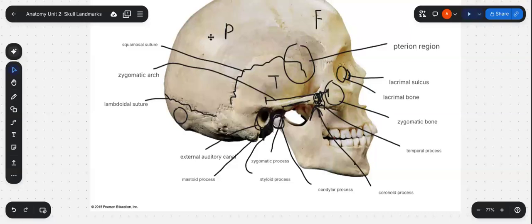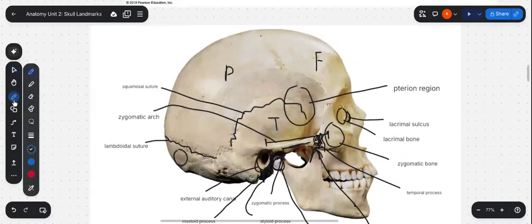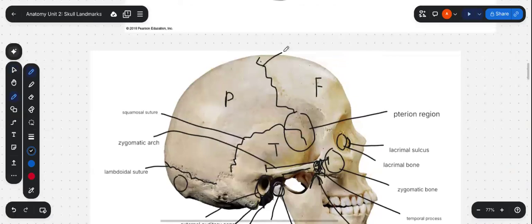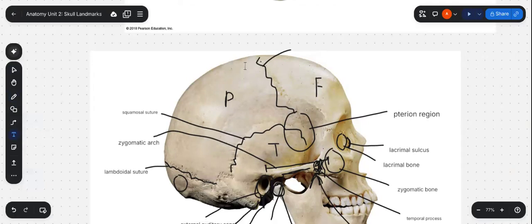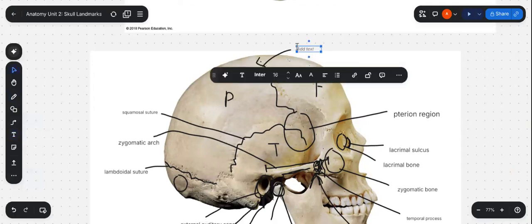Next up, we have the coronal suture. Coronal suture is like the crown of your head. So it's right over here, separating your frontal and your parietal bones. I'm not quite sure how to help you with that. So again, that is your coronal suture.